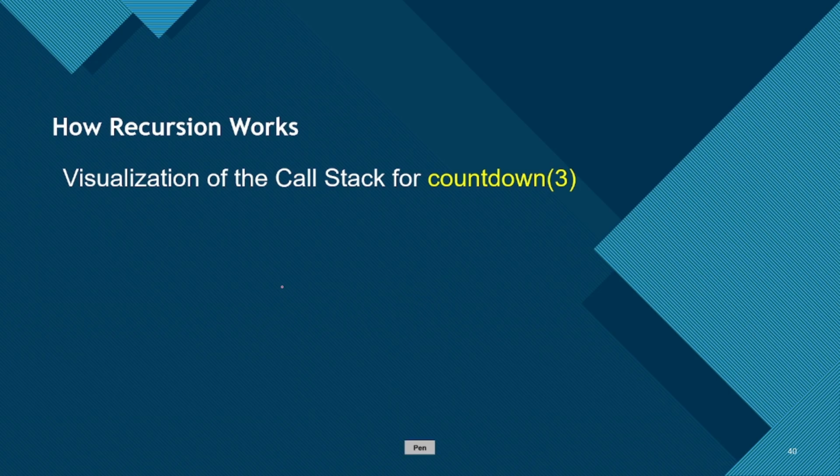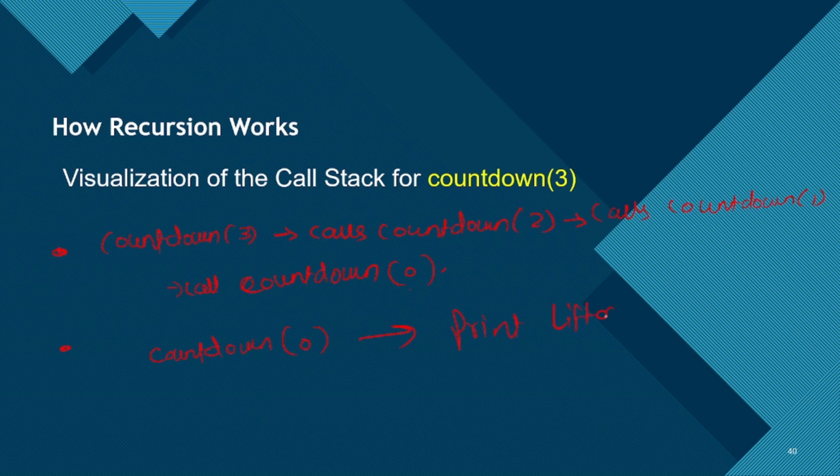So first it writes countdown 3, then the function calls countdown 2, then it calls countdown 1, and lastly it calls countdown 0. At countdown equals 0, it prints lift off. The stack unwinds in reverse order, returning to countdown 1, then countdown 2, and then finally countdown 3. Understanding the call stack is key to debugging and optimizing recursive functions.